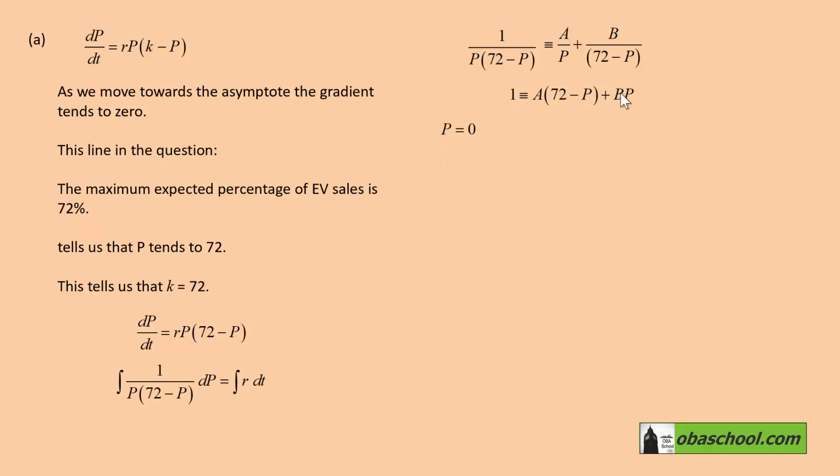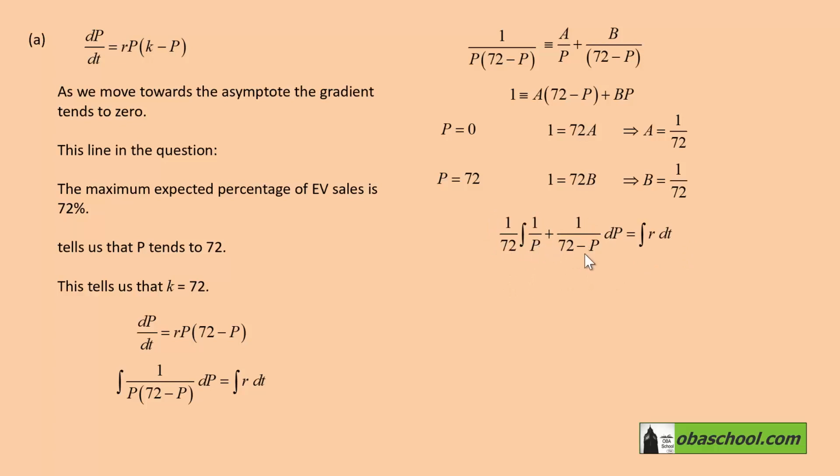If we take P equal to 0, this term disappears, and we get 1 equals 72A, so A is 1 over 72. If P equals 72, so that this term disappears, we get 1 equals 72B, which tells us that B is 1 over 72. So we can write 1 over 72 times (1 over P plus 1 over (72 minus P)) dP is equal to R dt. And we're now in a position to integrate.